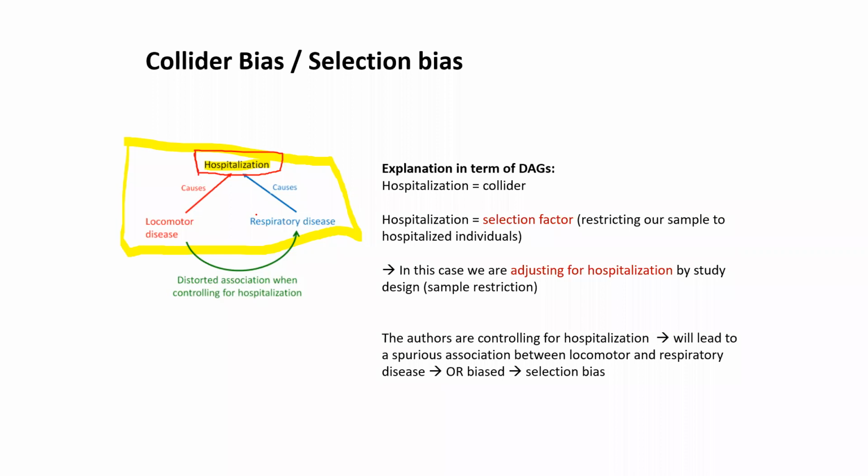So because I'm adjusting for hospitalization, by restricting our sample to people in the hospitals, what will happen when we adjust for a collider? It will create a spurious association between the exposure and the outcome. And this is why they got an odds ratio of 4 instead of 1: they adjusted for hospitalization by restricting their sample to hospital patients, and this created this fake association.